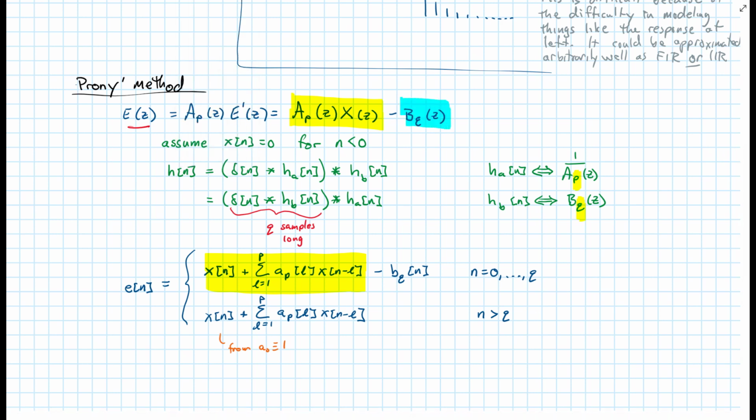And this shows up here. But since we had an impulse as our input, the length of b_Q of n is only q plus 1 samples long. And just to keep track of things, this is the same as h_B of n.